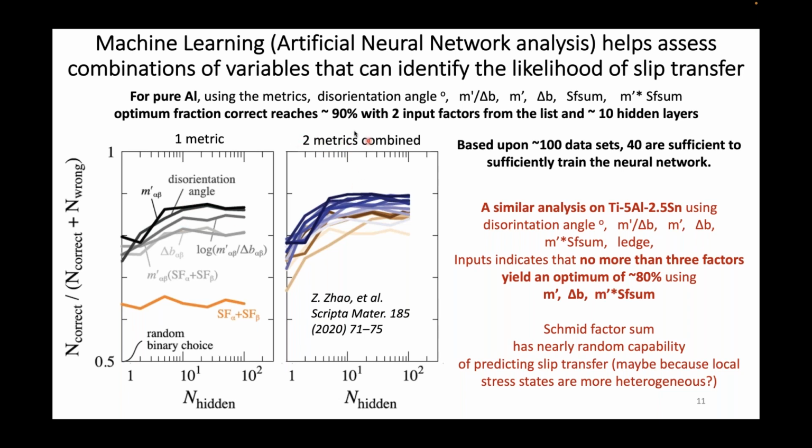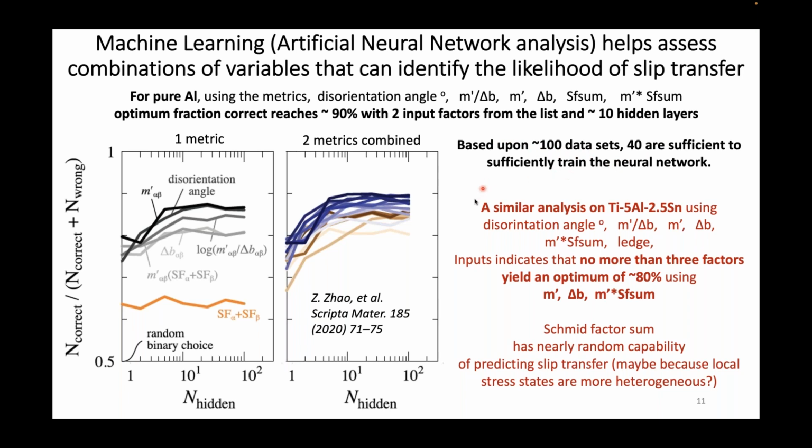When we allow 2 metrics to be combined, there's many possibilities here, and the best we can get is about 90%. So yeah, it works. And we can use machine learning to get a relationship that can predict to 90% confidence that it's happening. And we only need about 40 examples based upon 100 data sets to have a sufficient ability to train the network.